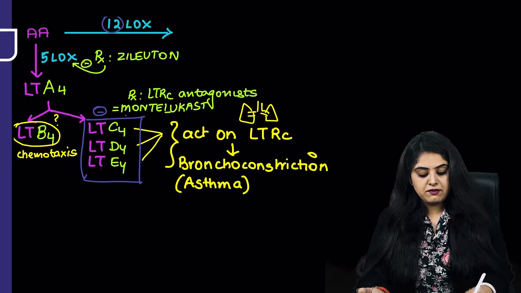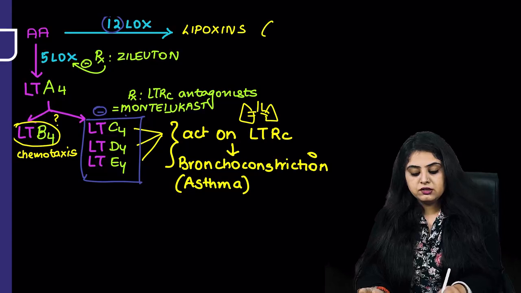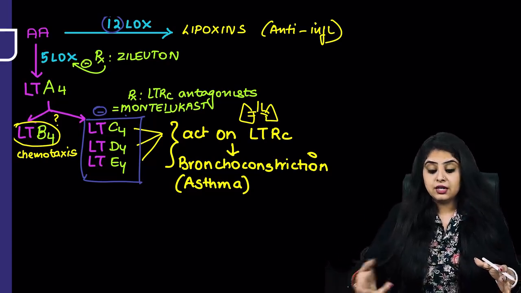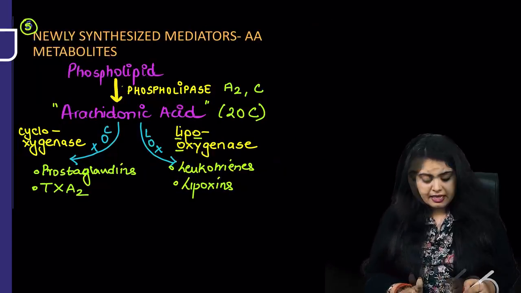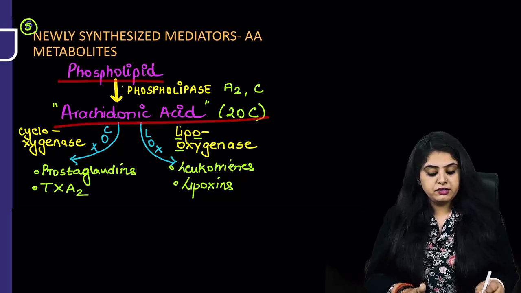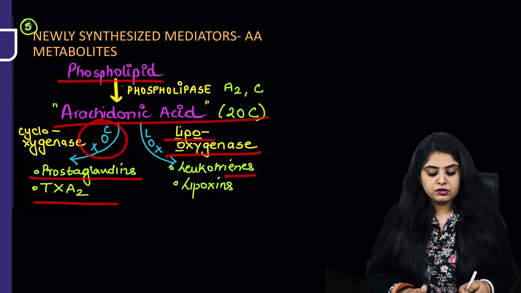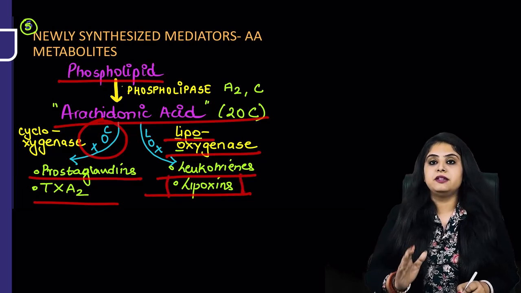Do you know there is a 12-LOX pathway, which gives rise to what? It gives rise to lipoxins. And what are lipoxins? Lipoxins have an anti-inflammatory action. Everything that I've taught you till now was starting inflammation. Lipoxins are the ones that stop inflammation. So coming all the way back, arachidonic acid, a 20 carbon compound, where does it come from? It comes from phospholipids. It is acted upon by cyclooxygenase. It forms prostaglandins and thromboxane A2. It is acted upon by lipoxygenase. It forms leukotrienes and lipoxins. Lipoxins are the ones which stop the inflammation.